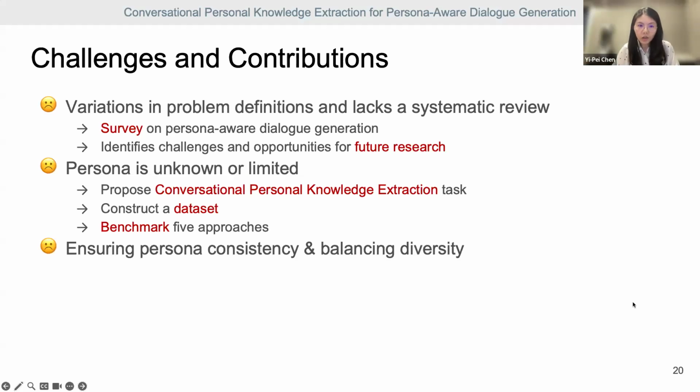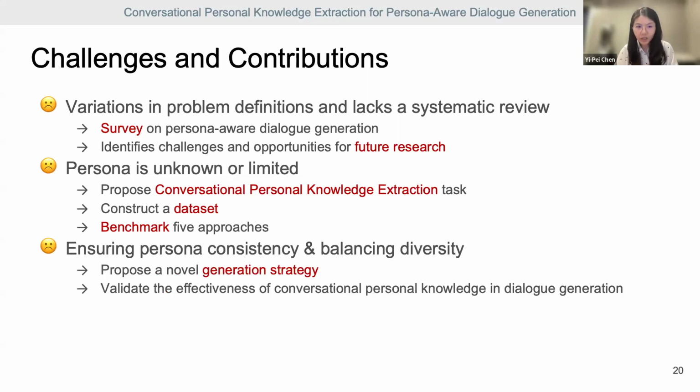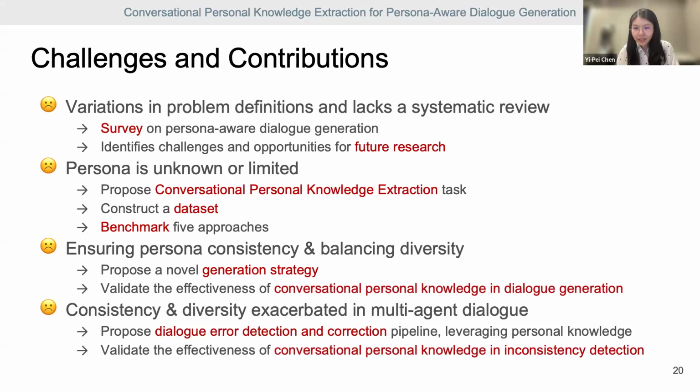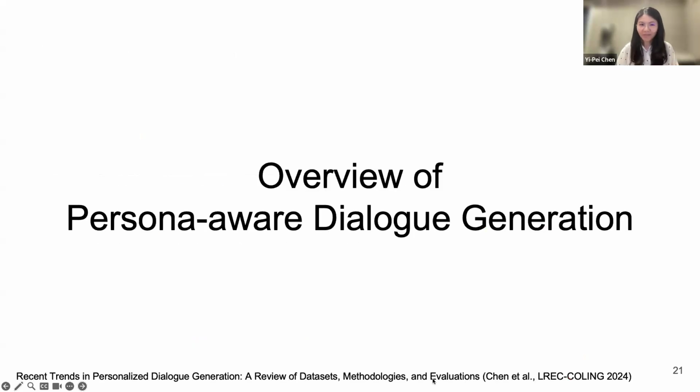To ensure persona consistency while balancing diversity, we propose a novel generation strategy, and we validate the effectiveness of conversational personality in dialogue generation. And lastly, we propose the dialogue error detection and correction pipeline, leveraging personal knowledge, and we also validate the effectiveness of our systems.